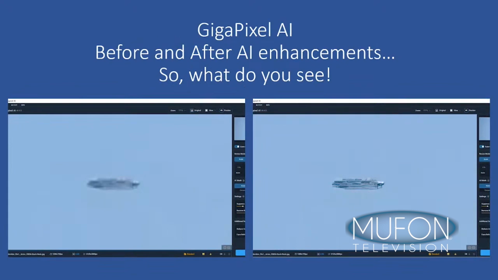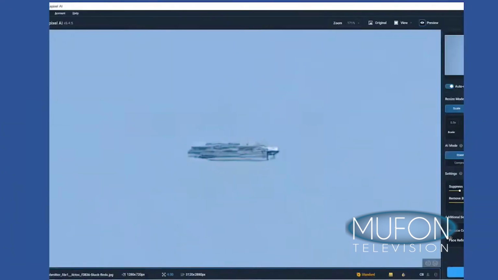Here's the audience participation part. What does that look like to anybody? Any guesses? The Millennium Falcon. Anybody else? A cruise ship. It is.